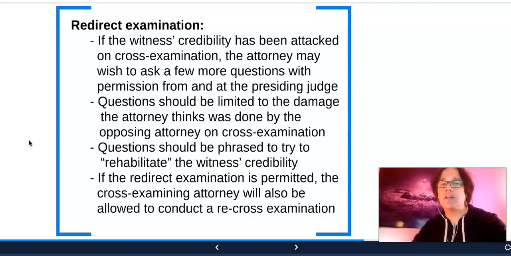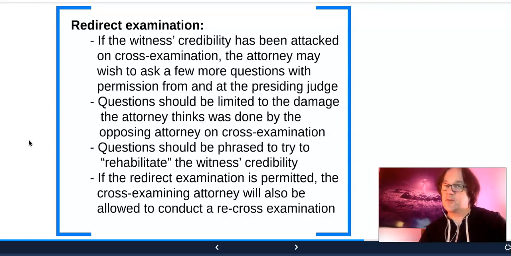So the questions that you ask on redirect examination should be limited to the damage that the attorney thinks was done by the opposing lawyer during that cross-examination. So the purpose of redirect is to kind of restore the witness's credibility. So restore any kind of damage that was done to their credibility during the cross-examination.